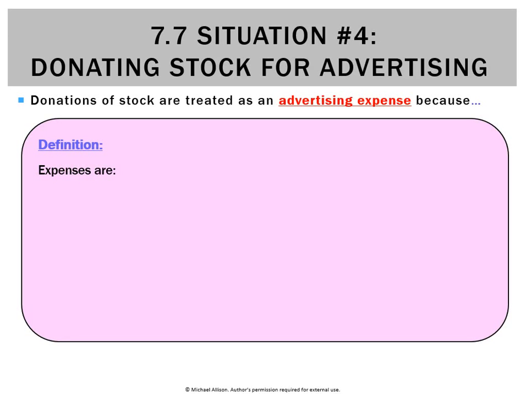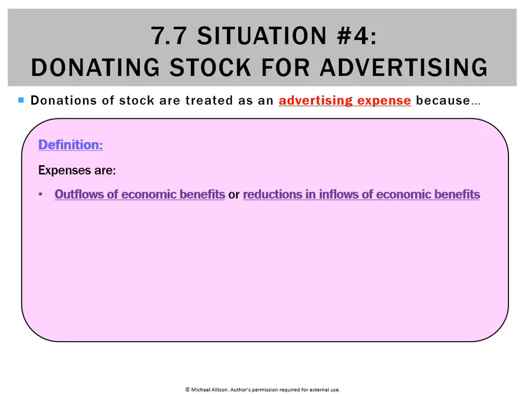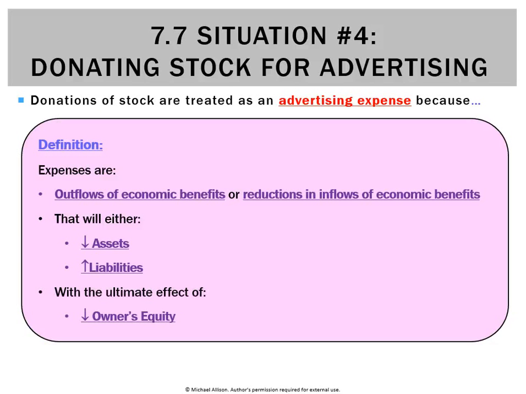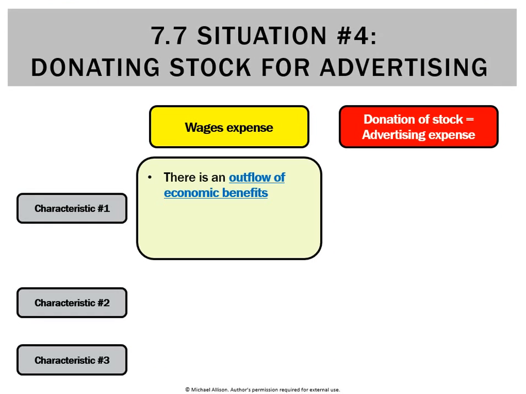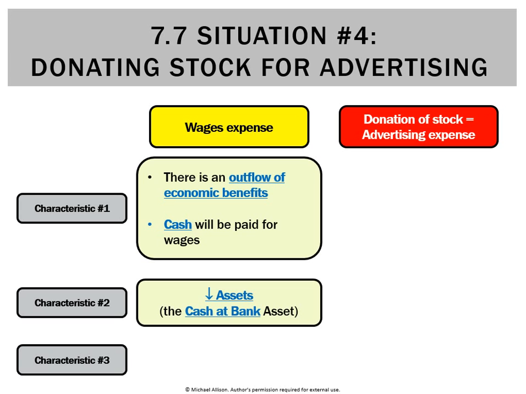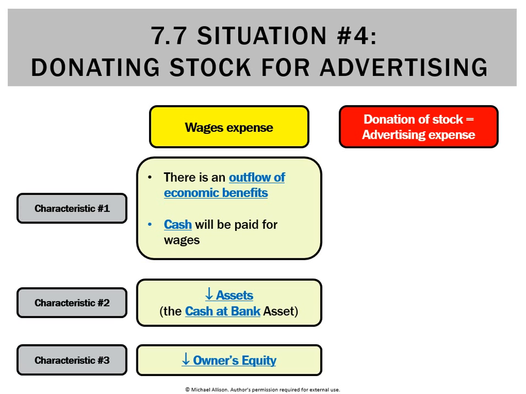Well, we need to go to the definition again. It's either going to be an outflow of economic benefits or a reduction in inflows. It's either going to decrease assets or increase liabilities, and it's ultimately going to make owner's equity go down. So comparing it to, say, wages expense, which was quite simple, that was one where there was an outflow of economic benefits, and the outflow, assuming we paid it, would be cash. In this case, an asset would decrease, which would be the cash at bank asset. And lastly, owner's equity would go down.